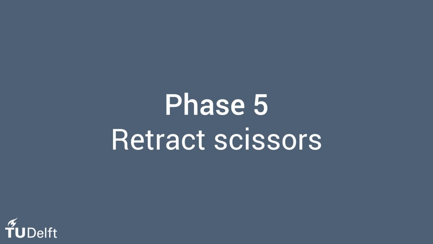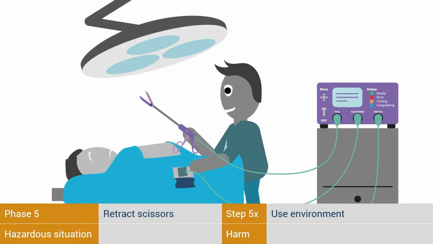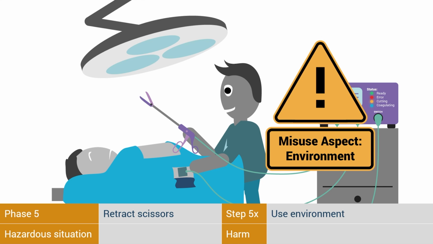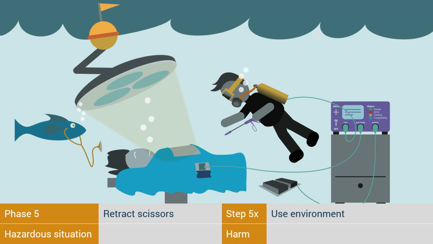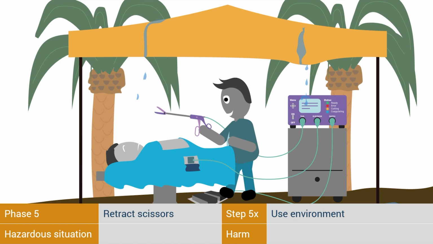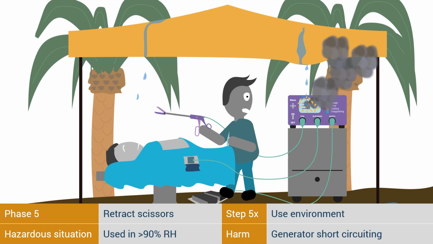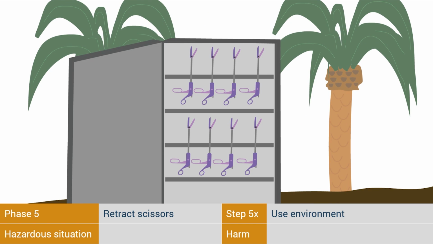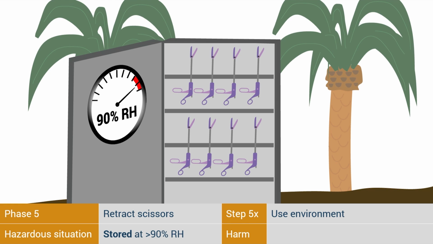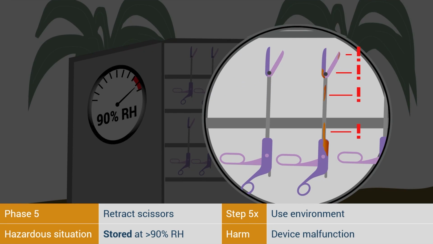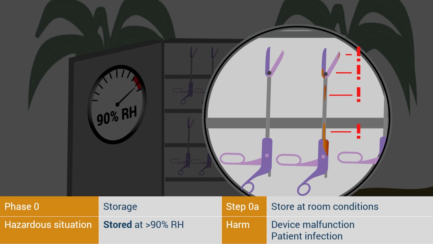For phase 5, retracting the scissors, we look at an aspect of misuse that is relevant for all use phases. Misuse by using the device in another than the intended environment. It is unlikely that someone would use the device underwater. But what if it is used in a field hospital in a very humid or wet environment? That may already cause short circuits in the generator. And maybe even less obvious, if the disposable scissors are stored in a too humid environment, they may oxidate and malfunction, or the sterility may be gone if the packaging gets wet and breaks open.